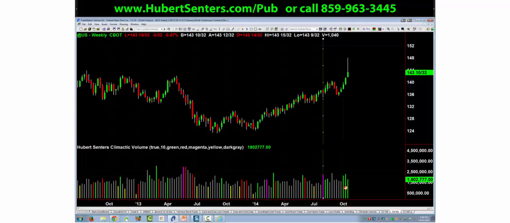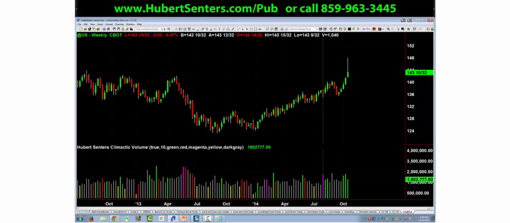Which way is the weekly telling you that the bond market's going? No surprise why I've been trading a lot of bonds to the high side, right? What happened in March here? March, April, March. This right here, this is just normal volume. There's no advantage.